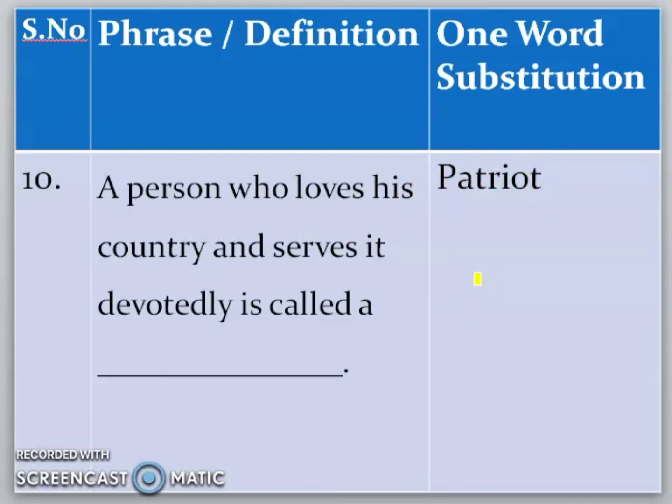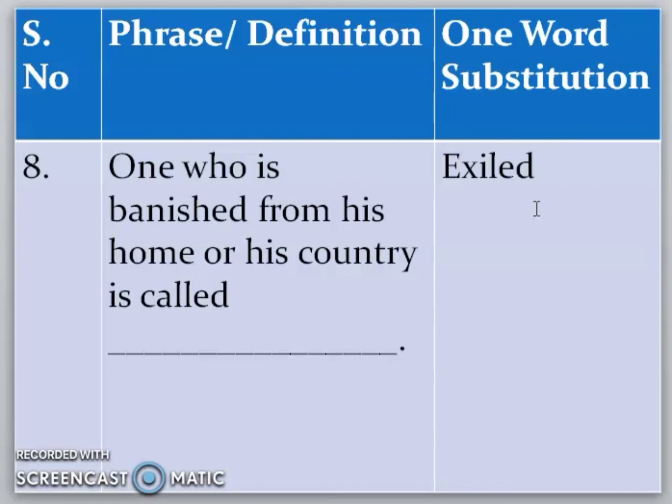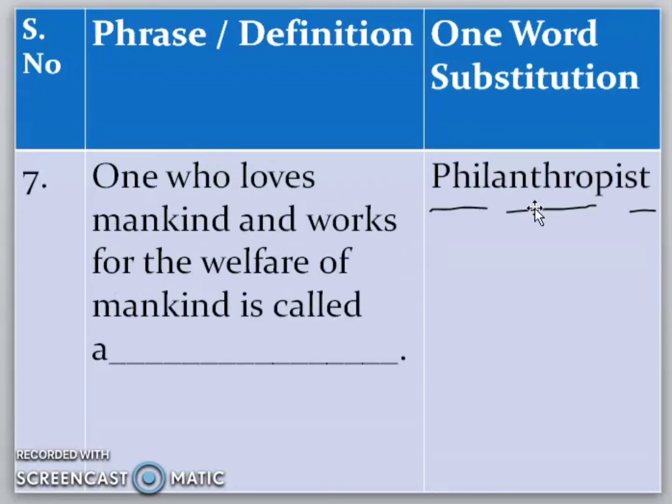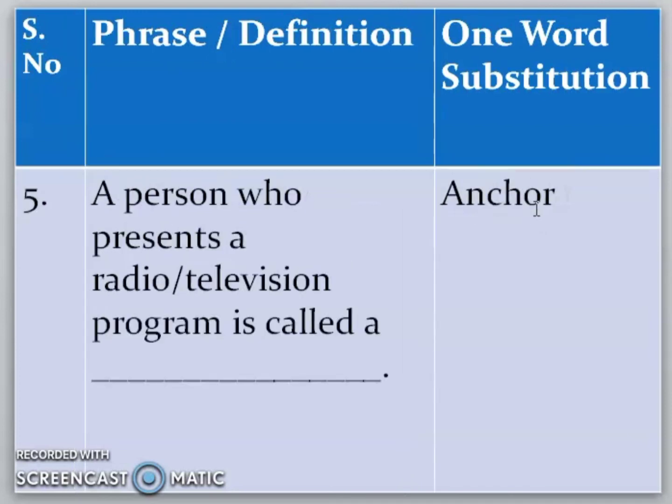So let's quickly review and recap what we've learned today. Now I will go in a reverse cycle, from the bottom to the top of the slide. Patriot, a person who loves his country and is devoted to his country. Martyr, one who dies for a noble cause. Exiled, a person who is banished from his home or home country. Philanthropist, a person who loves mankind and works for the welfare of mankind. Anthropologist, one who studies the evolution of mankind. Anchor or anchor person, a presenter at a radio or television program.